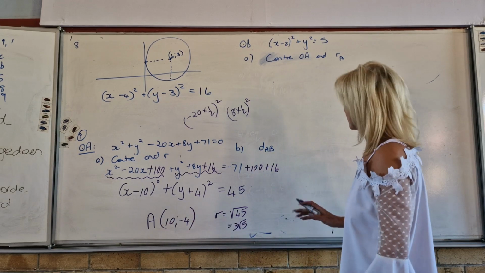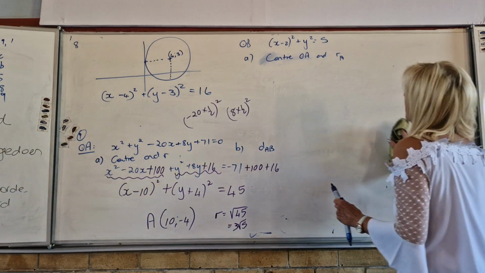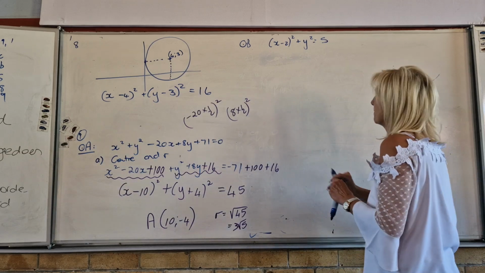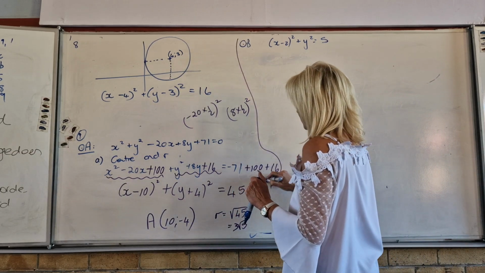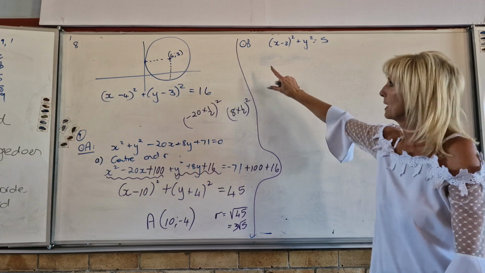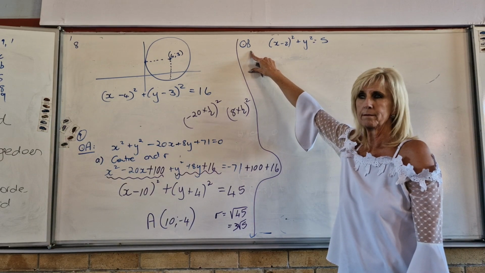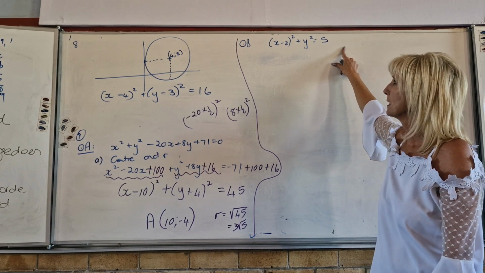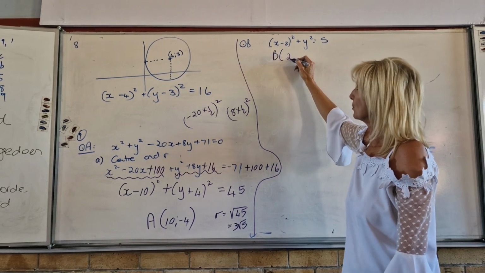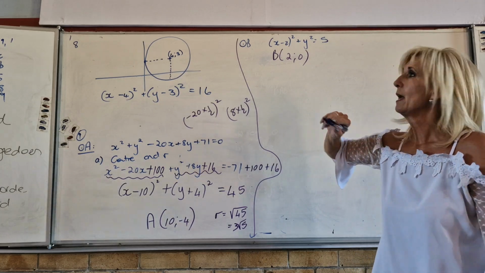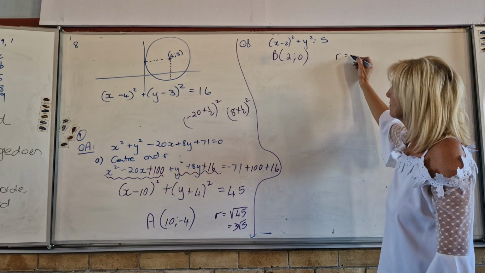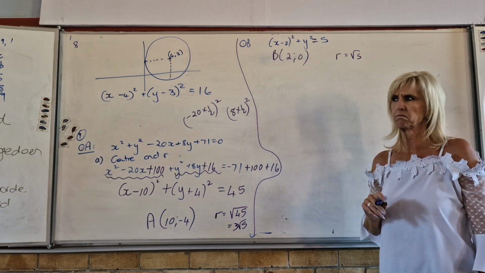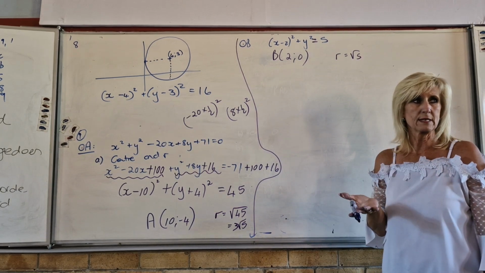Excellent. Now the second part of the question said, find me the distance between A and B. So B would mean I'm looking for the center again of this circle. And for this circle, what is the center? 2 and 0. Please don't mix it up. And this one's radius is root 5. Did they ask me for that? No. They just said find me the distance between A and B.